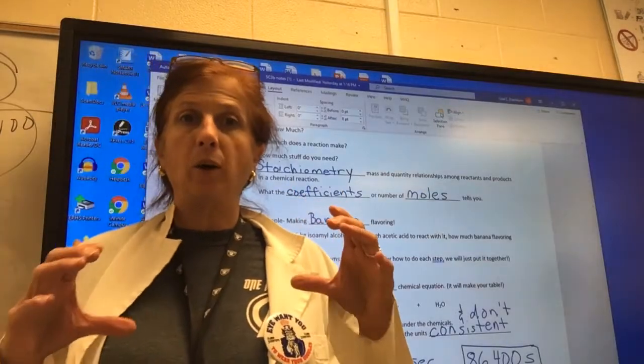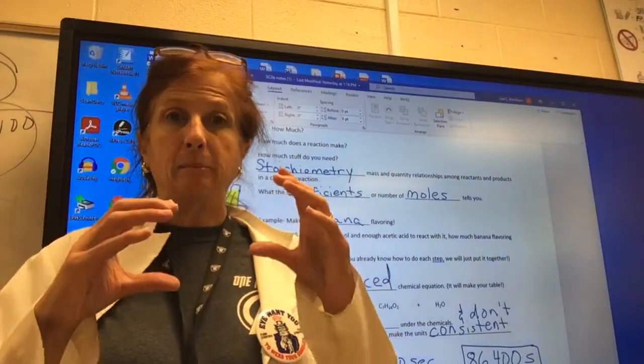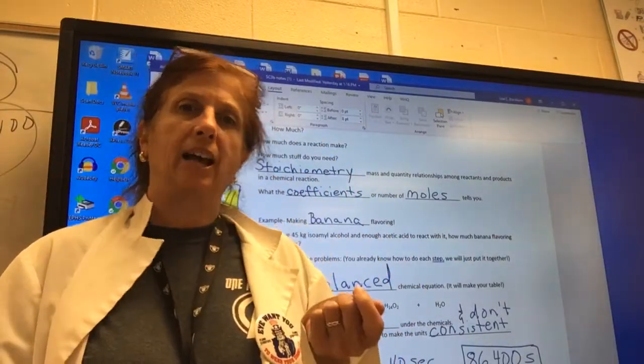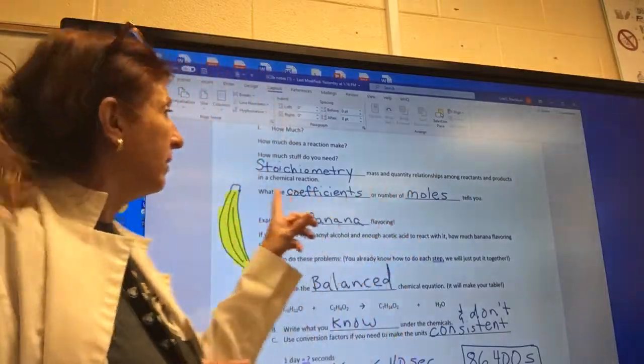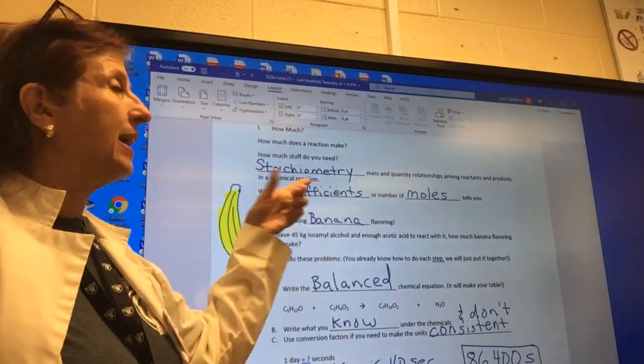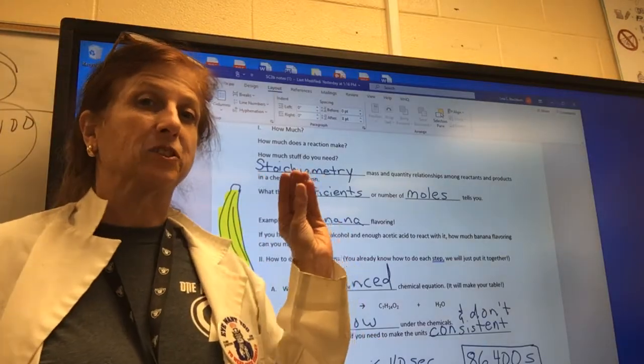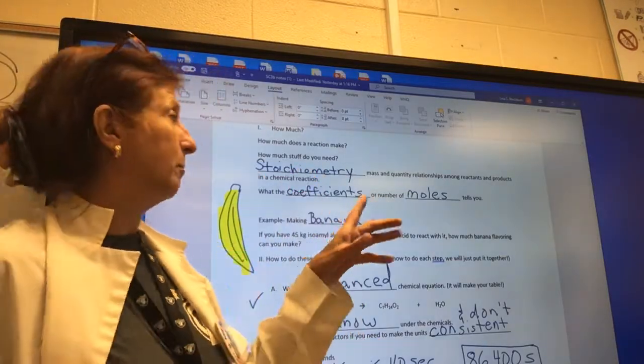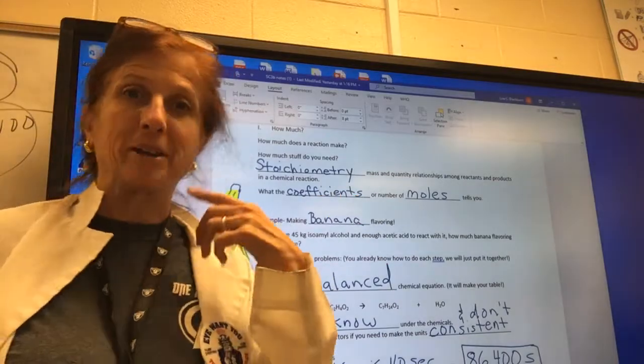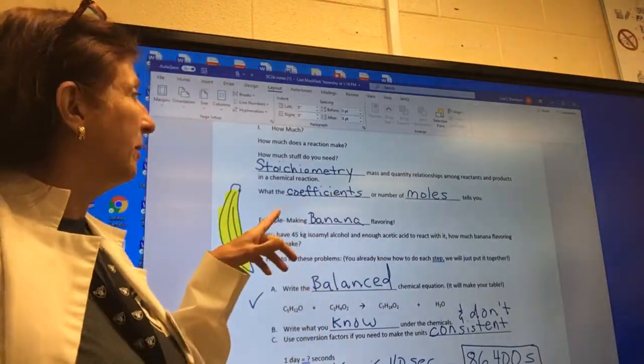A chemical equation is a recipe. And how do you get that recipe to actually making stuff? Well, it's this weird word. Now, I say it stoichiometry. One of the other teachers here really emphasizes the oi. He says stoichiometry, which is probably more correct, but either way, you can call it what you want.